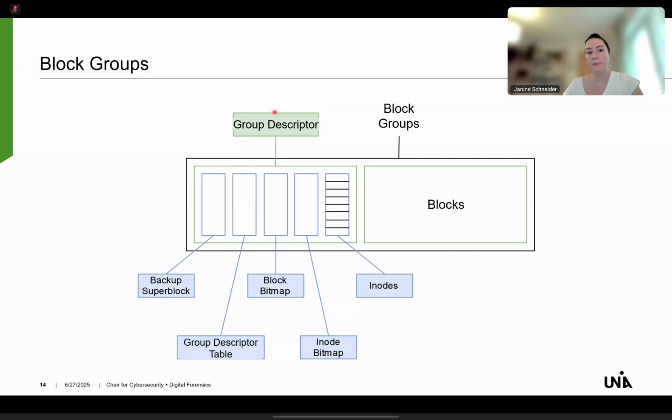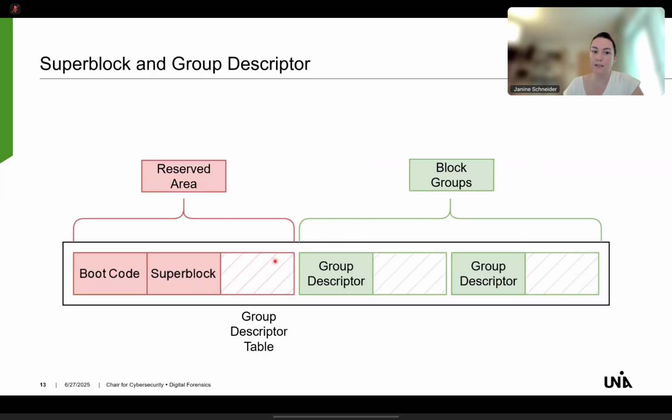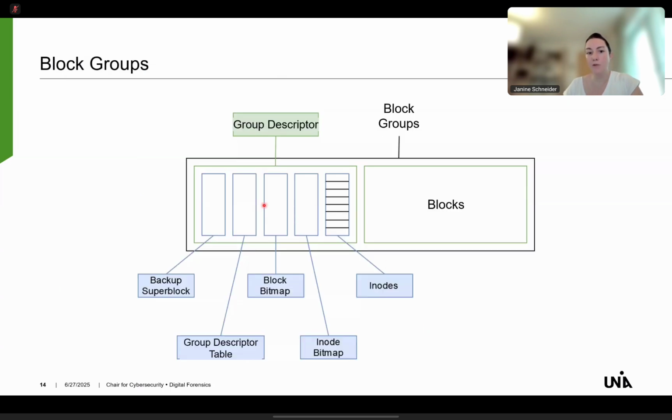And as I said, this group descriptor table contains a group descriptor entry for itself, because here in the beginning you have the group descriptor table which contains an entry for each block. And now that we are in the block itself, the group descriptor for this block group has to contain a group descriptor entry for itself.